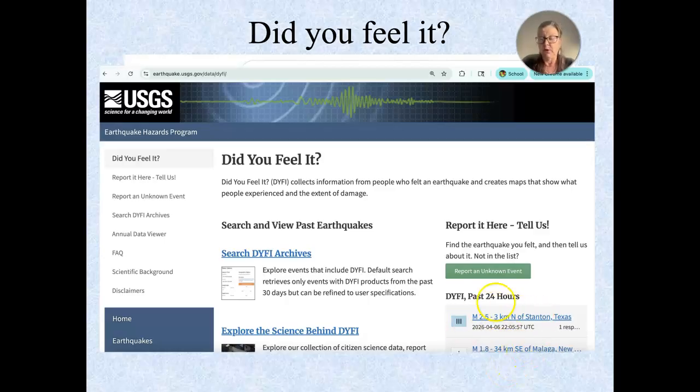So for example, if you were in Stanton, Texas, and you felt this one, you would click on it, and then you would answer a series of questions such as, were you inside? Were you outside? Were you on the ground floor? Did things rattle? Did things fall off the shelf? So they'll just ask you all of these descriptive questions, and you just say yes, no, and things like that. You don't have to give your name, you don't have to give your address, although I do think they encourage you to give your zip code, so at least they know where to put this information on their maps. If you happen to feel something that's not in this list, then you could report an unknown event, and it'll be the same series of questions. So there you go, you can contribute to earthquake science.